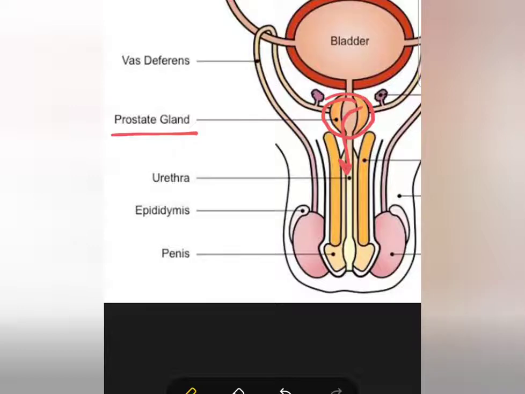Okay, and this secretion also acts as a nutritive fluid for male gametes, just like seminal vesicle. They provide nutrition to the growing sperm. The secretions of the prostate gland also provide nutrition to the growing sperm. Okay, so I hope seminal vesicle and prostate gland are clear to you all.